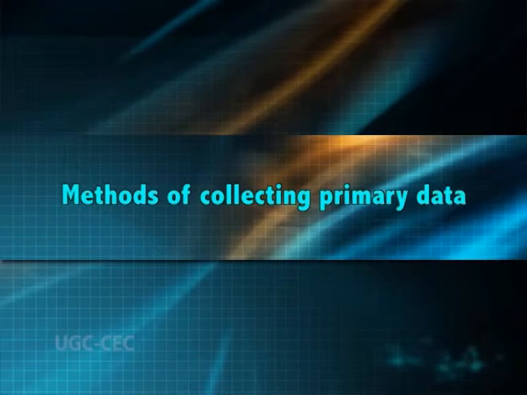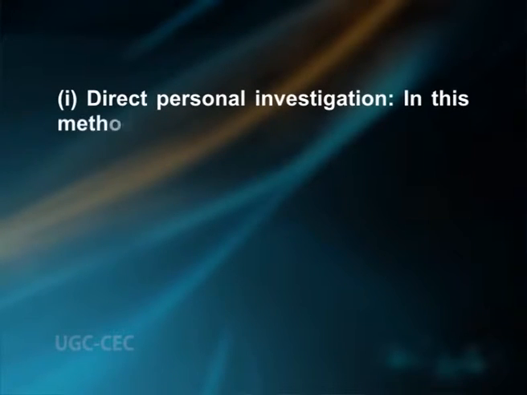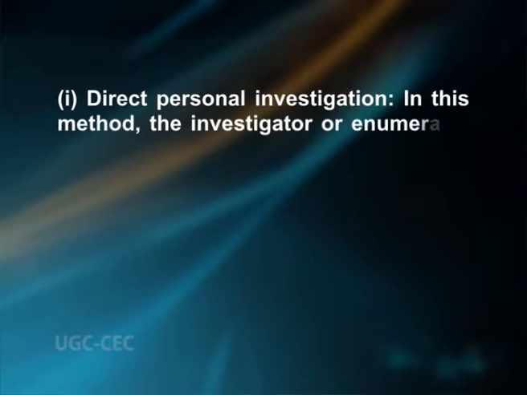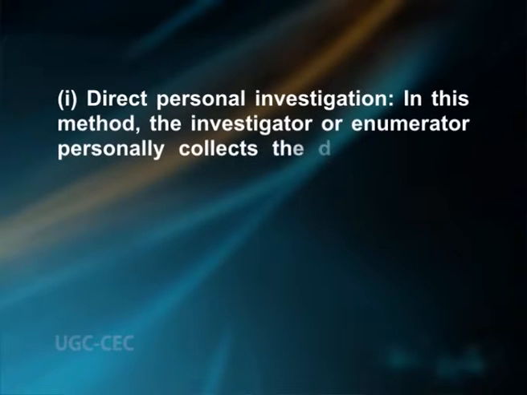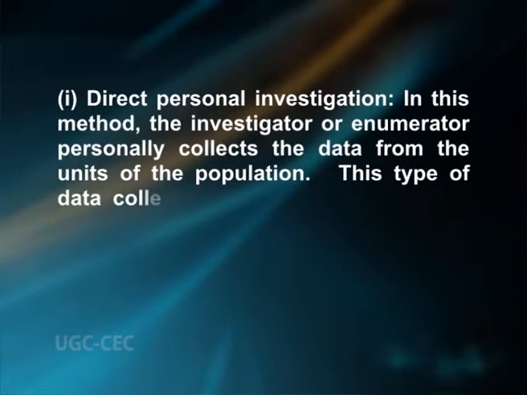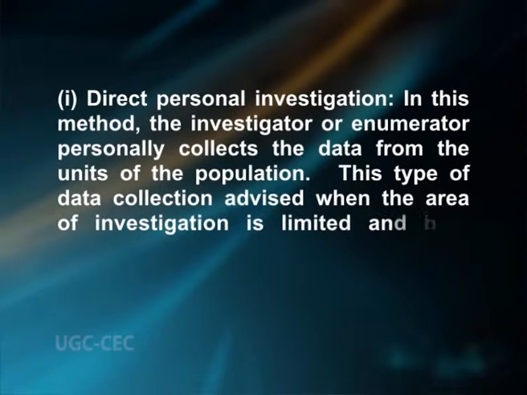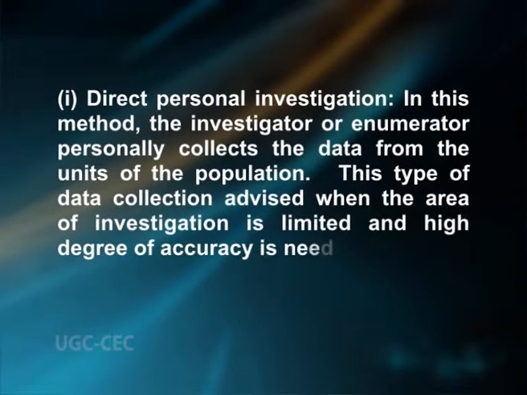Methods of collecting primary data. Various methods of collection of primary data involve: 1. Direct personal investigation. In this method, the investigator or enumerator personally collects the data from the units of the population. This type of data collection is advised when the area of investigation is limited and a high degree of accuracy is needed.